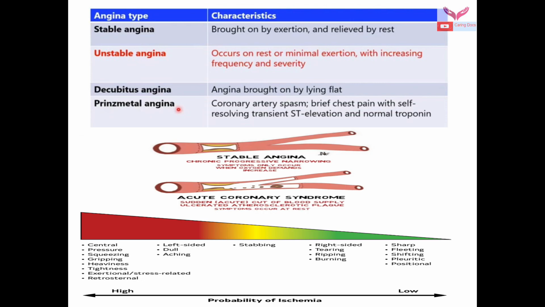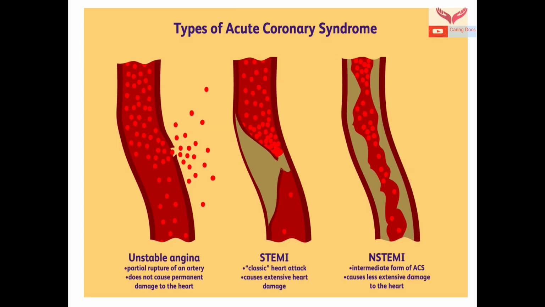Decubitus angina is when the patient has chest pain while lying down flat. Prinzmetal angina is because of coronary artery spasm. Patient will have brief chest pain with self-resolving transient ST elevation and normal troponin levels. This is the picture which depicts that in unstable angina there is partial rupture of an artery and it does not cause permanent damage to the heart.